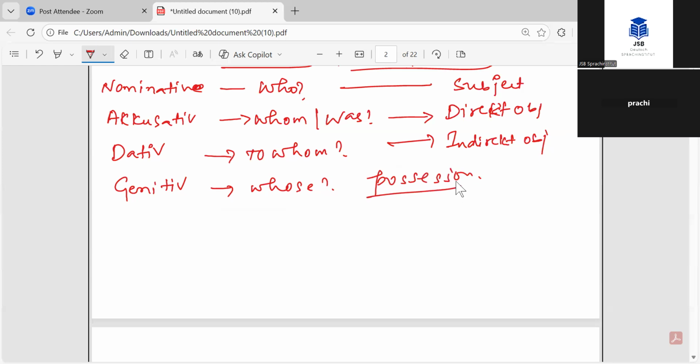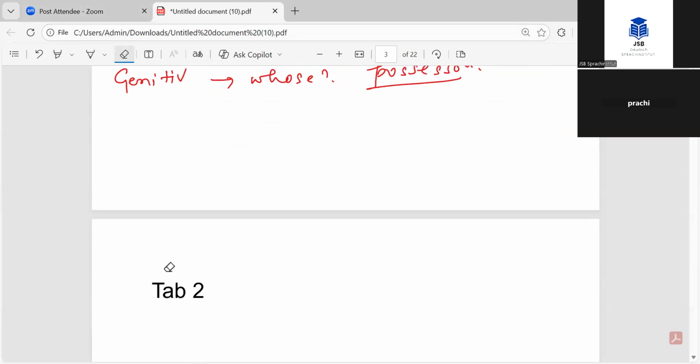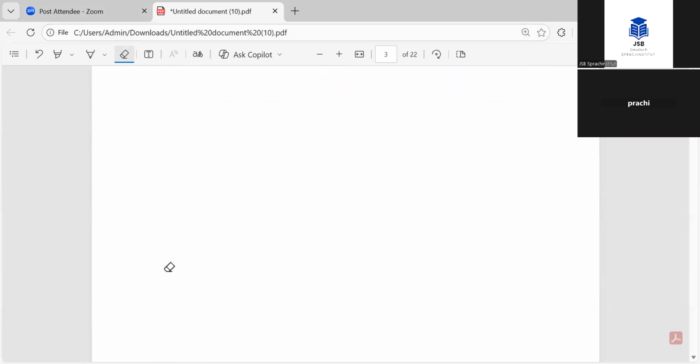Is this clear? Now we can see the article plays the major role here. Now we have to see how it's changing. One thing you have to remember is what is accusative, nominative, dative, genitive. The other thing you have to learn is how the article will change here.